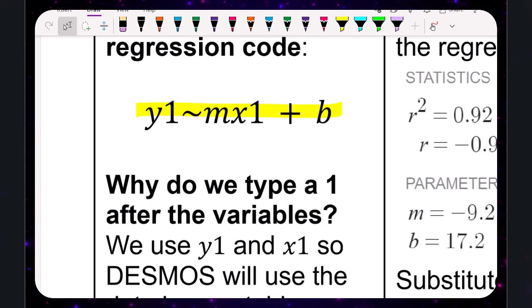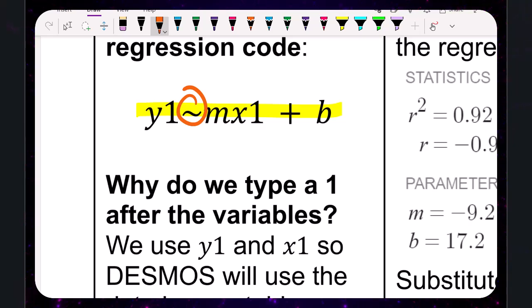So there's 2 big differences. You have a 1 next to your y and a 1 next to your x. And the reason why you have 1s here is because it's going to match your table values. So if you scoot up on Desmos and you look at your table, the table should say x1, y1. The only difference right here is a tilde. So instead of equals, you're going to use tilde.